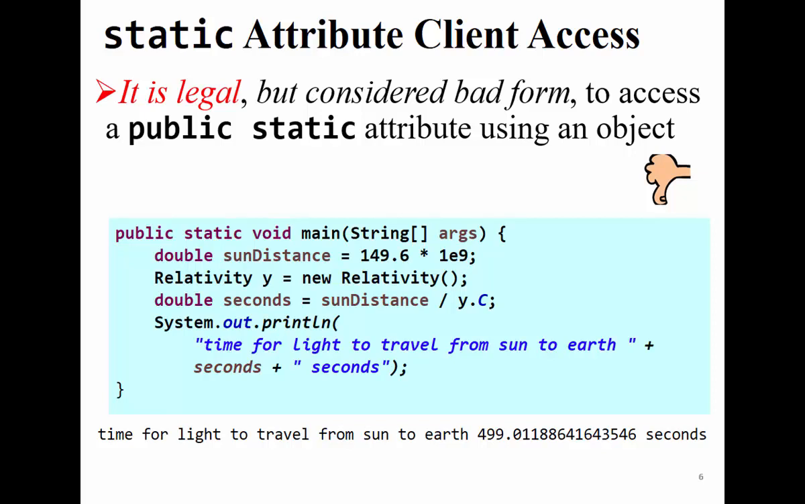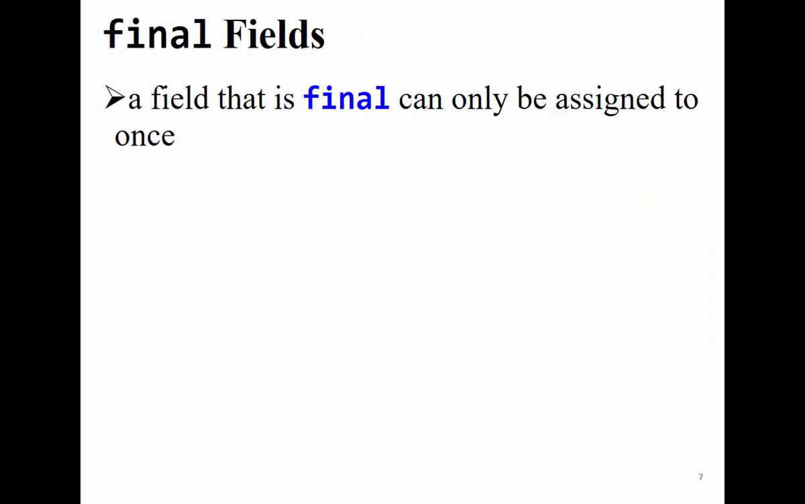We should not allow the client to create an object from a utility class. To prevent the client from creating an object from a utility class, we will provide a private constructor. We will see that later. But now let us discuss final. We discussed this in the previous lectures.